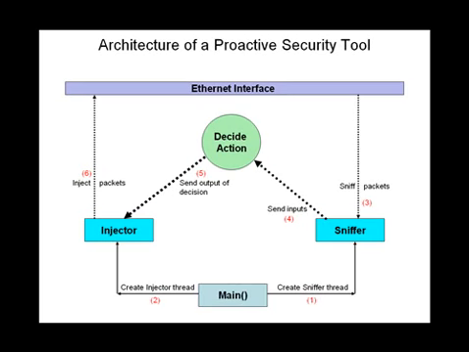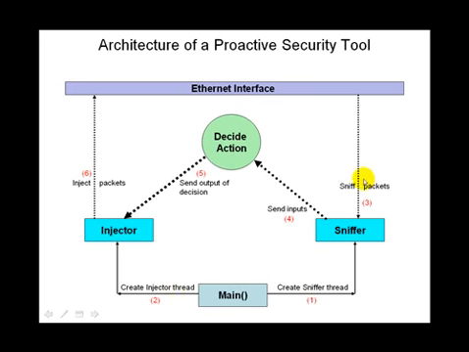So now quickly let's look at the architecture of a proactive security tool. The first thing such a tool would do is create the sniffer thread and then the injector thread. As you can see, main is the function which gets initialized when the program is executed, and from there on first we create the sniffer thread and then we create the injector thread.